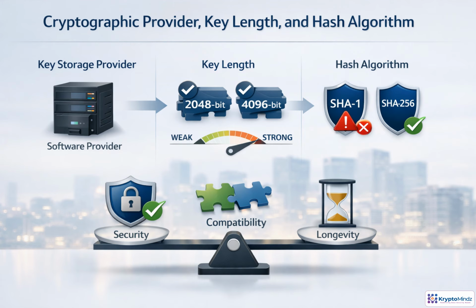Next, you determine how strong and future-proof your CA will be. Three decisions matter: the cryptographic provider, key length, and hash algorithm. For lab use, a Microsoft software provider is sufficient. Production environments may rely on hardware. Aim for at least 2048-bit keys and SHA-256 or better. Each choice balances security, compatibility, and certificate lifetimes.